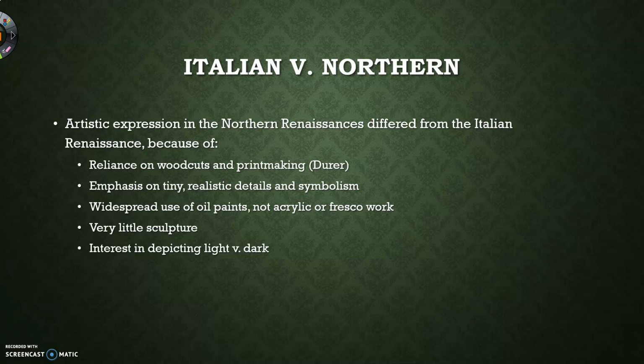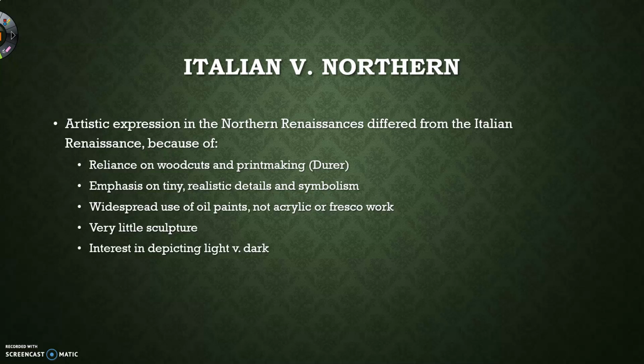And generally speaking, Northern Renaissance art uses a lot of oil paints, not acrylic, not fresco work. Part of that has to do with the fact that it's too cold and a bit too damp far up north. The frescoes won't dry properly. And acrylic just kind of looks flat. Whereas oil paints have a luminosity that the northern artists tended to appreciate a lot.